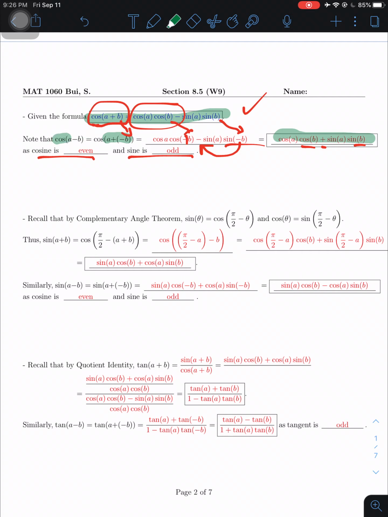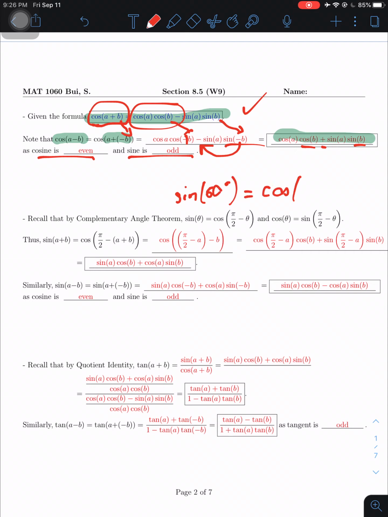So now let's talk about sine functions, because we finished the sum and the difference of cosine already. By the complementary angle theorem, we know that sine of theta equals cosine of 90 minus theta, right? So imagine if you have theta equal to 60 in here, sine of 60, of course, equals cosine of 30, right?